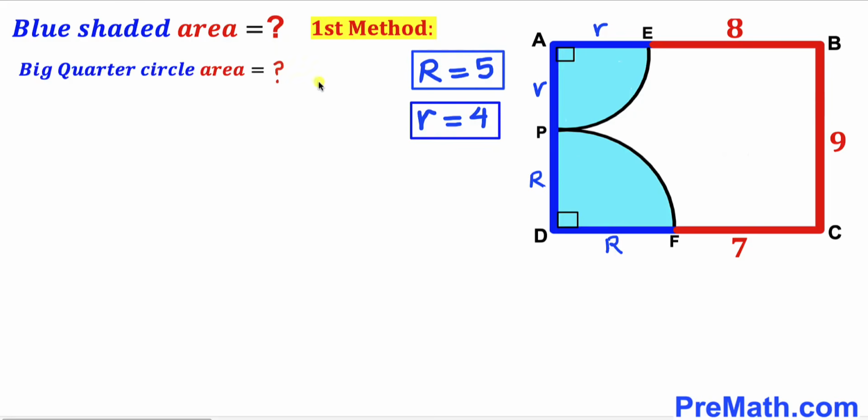And now we are going to calculate the area of this larger quarter circle. Let's recall the area of a circle formula. Area is always equal to pi times r squared, where r is the radius.